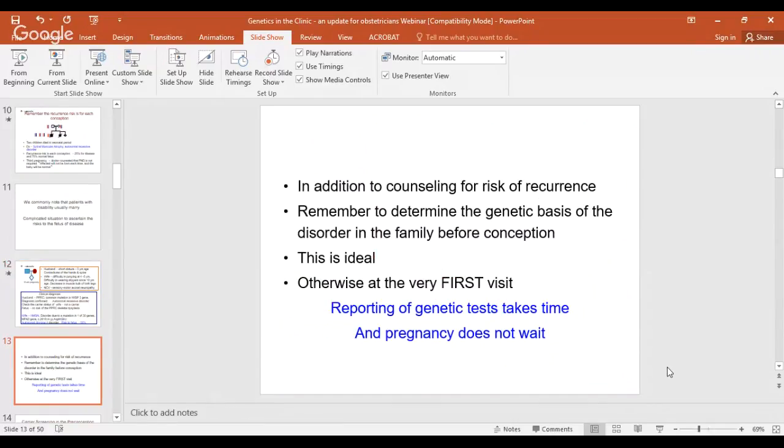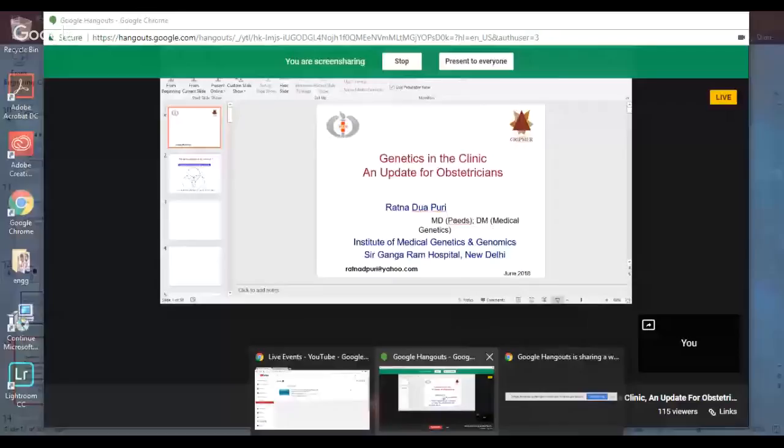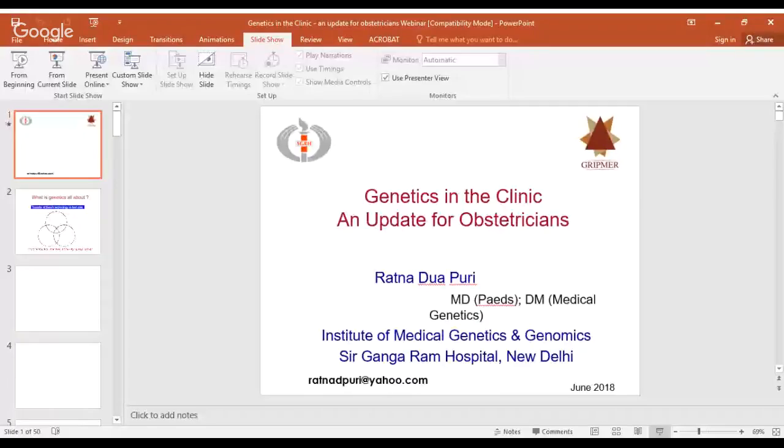So in addition to counseling for the risk of recurrence, remember, as you have seen in the previous cases, we have to determine the genetic basis of the disorder in the family before conception. Now, this is ideal, but how many of them actually come in the preconception period? We know that it is a rarity, but otherwise, what is very important is that in the very first visit, we should ascertain the risks, take family histories, see if there is a risk of recurrence, and do the genetic testing accordingly.